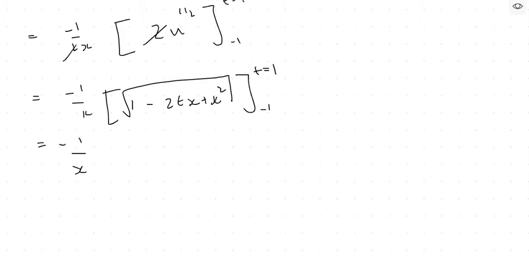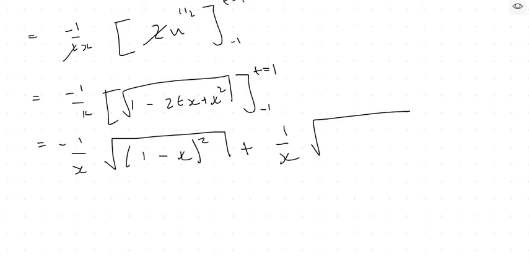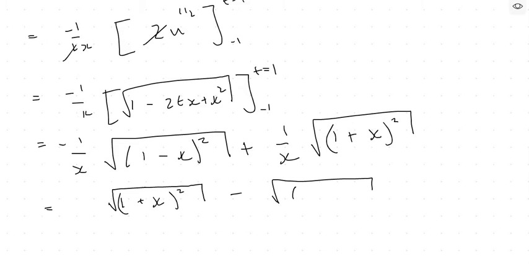Minus 1 over x times the square root of, okay, if t is 1, we have 1 minus 2x plus x squared, which is 1 minus x, all squared. And then when t is minus 1, so it's plus 1 over x. When t is minus 1, we've got 1 plus x, all squared. Let me write this another way. So this is square root of 1 plus x squared minus square root of 1 minus x squared, over x.